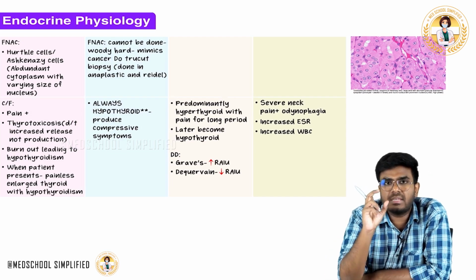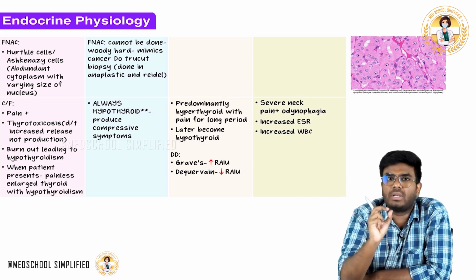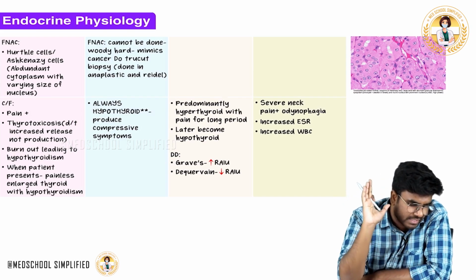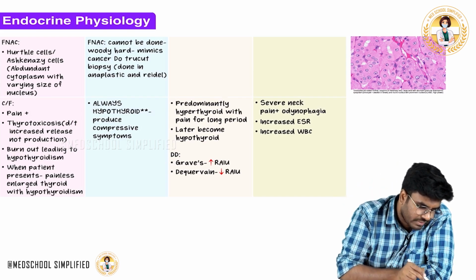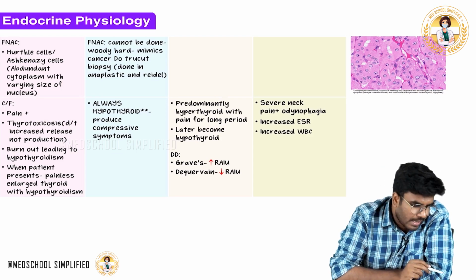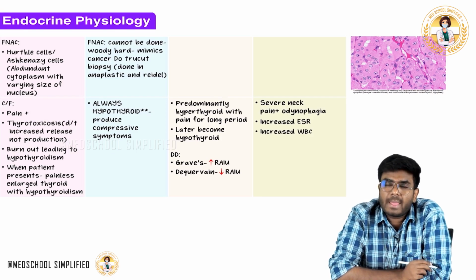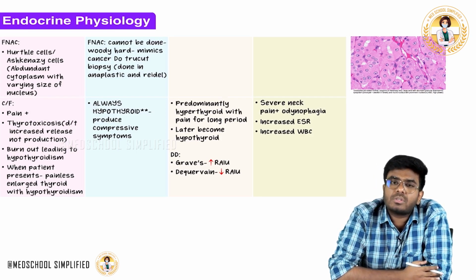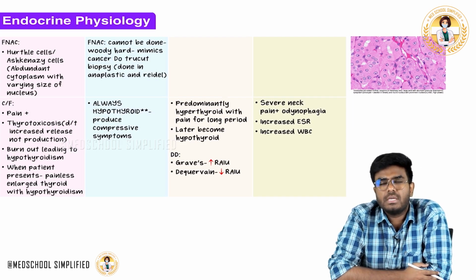They are big cells with abundant cytoplasm and varying size nuclei. They are called the Hürthle cells or Ashkenazi cells. So, direct question for you: Hürthle cells or Ashkenazi cells are seen in Hashimoto's thyroiditis. Autoimmune thyroiditis, chronic lymphocytic thyroiditis.